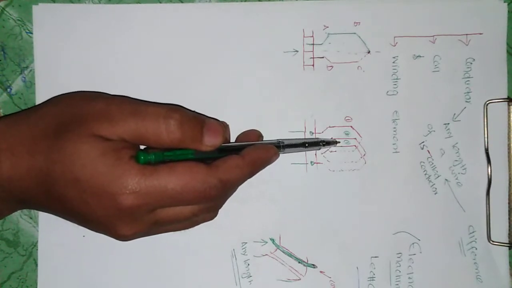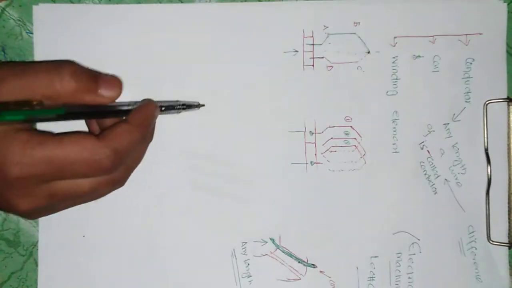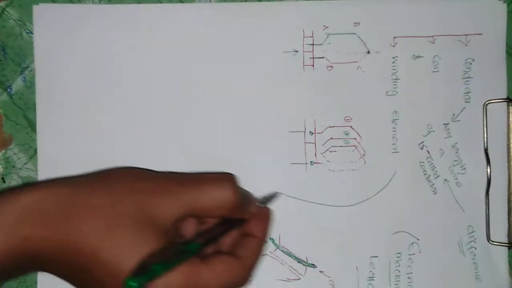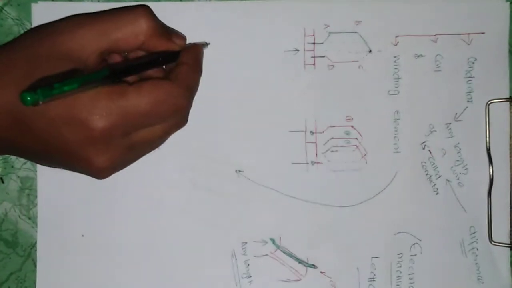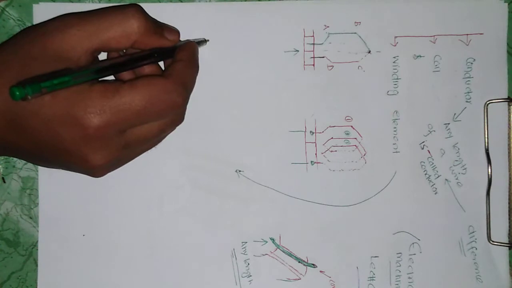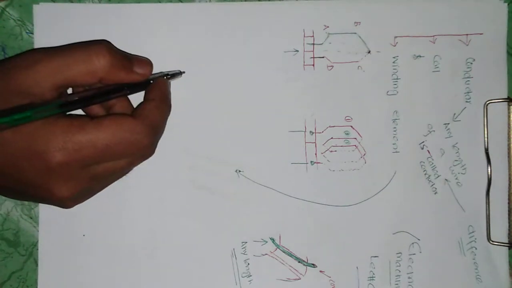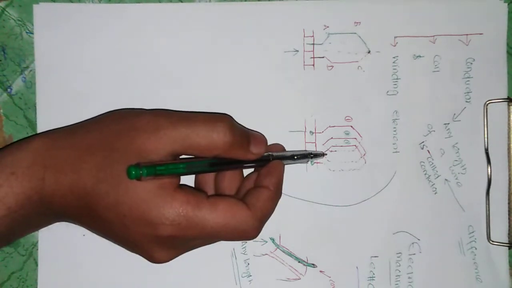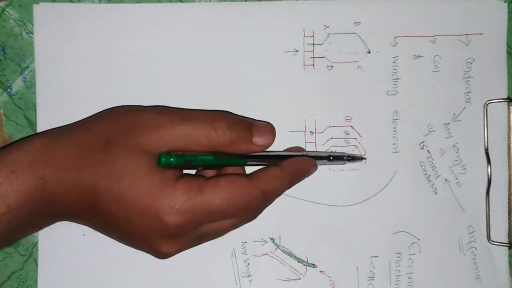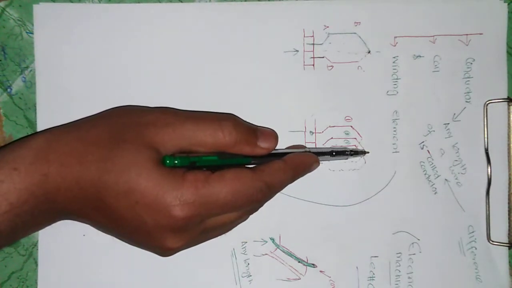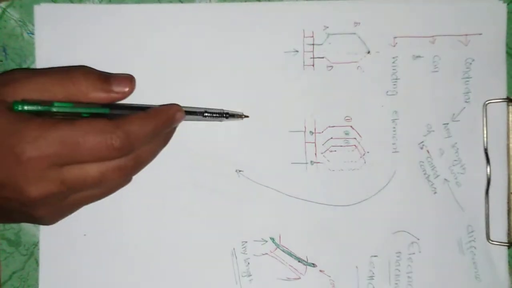Now the third thing in the row is the winding element. The winding element is most commonly used in electrical machines, and it is easy to understand. What is a winding element? Each coil side is called a winding element.